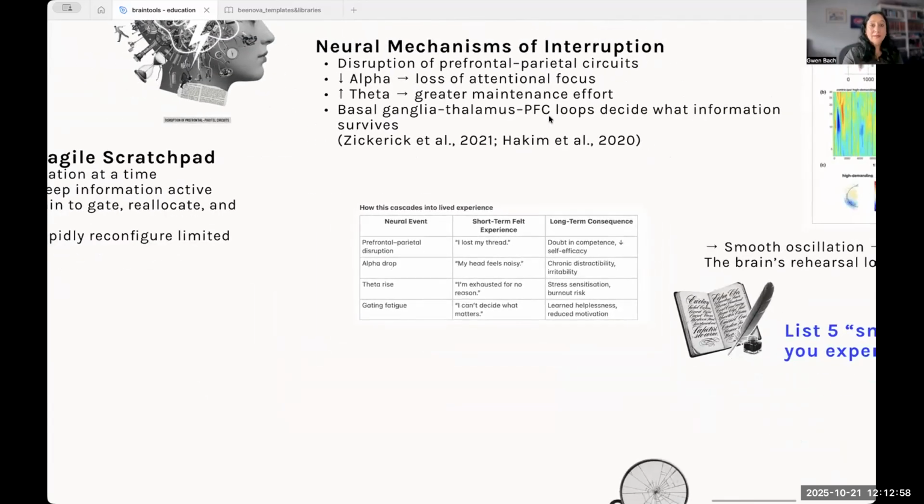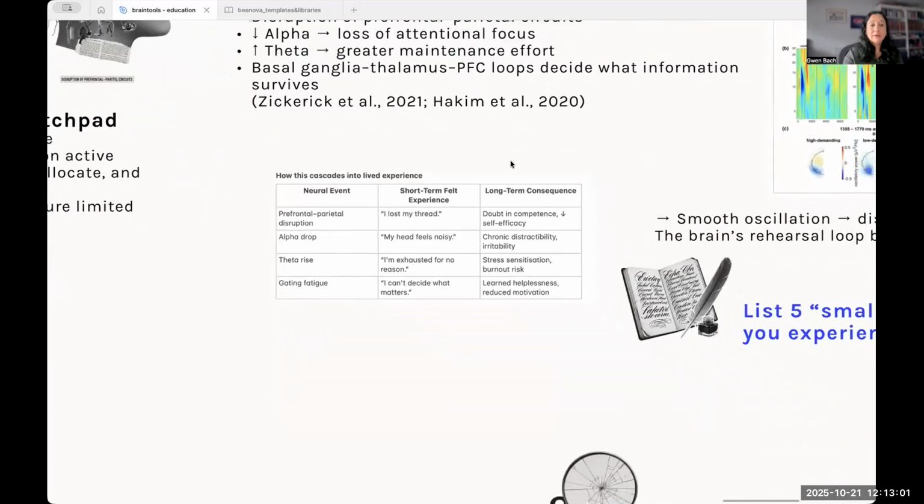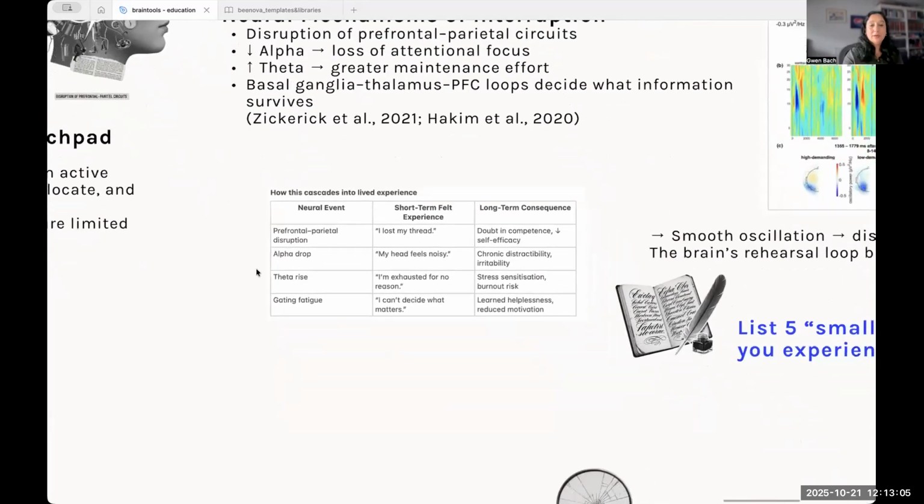And what else happens when we're interrupted? Alpha drops, and my head feels noisy because I have too many things going on at the same time, or too many thoughts that are competing. This makes us chronically distracted, and it can make us very irritable. Maybe you've noticed that when you're at work and there have been too many interruptions, too much going on, suddenly you notice this underlying irritability. And that can be, yes, maybe your sugar is low.